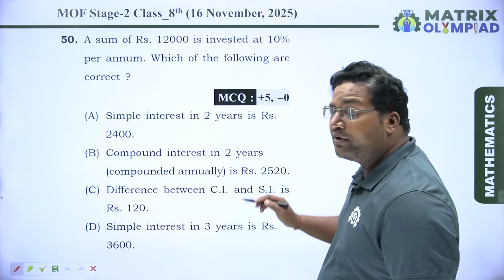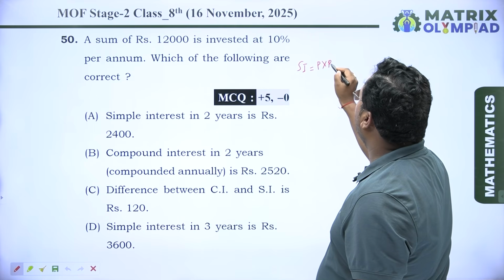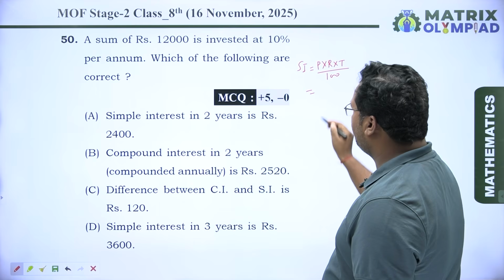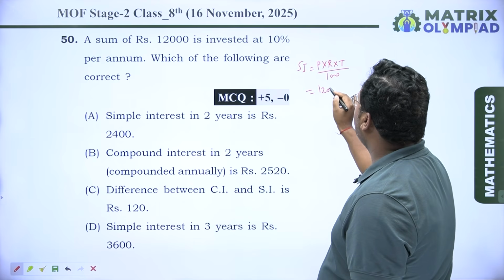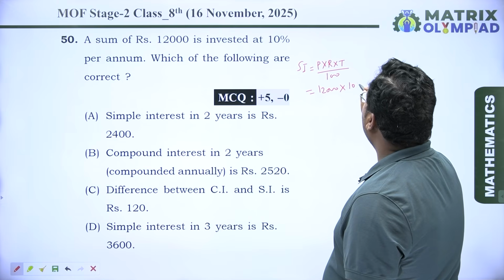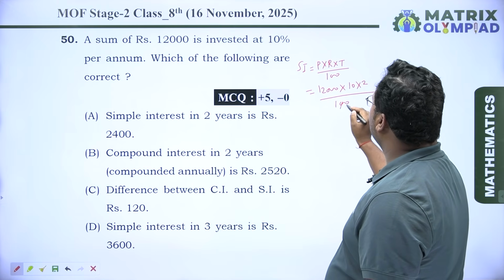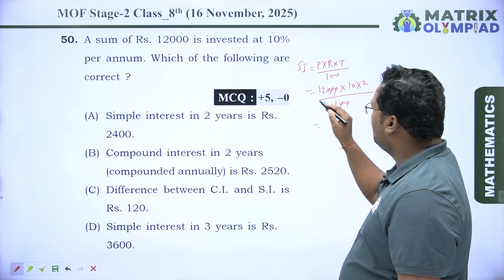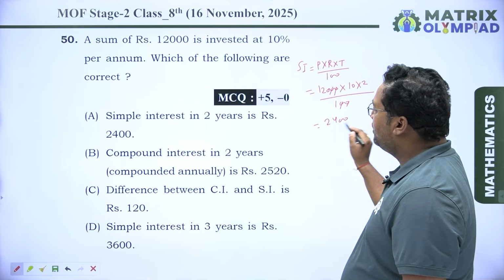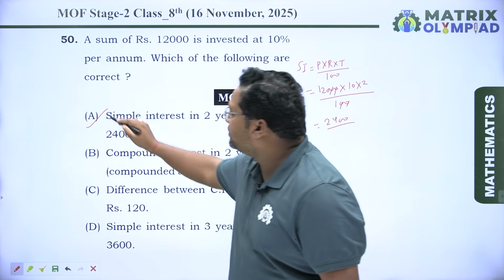So we know the formula of simple interest, SI is equal to principal amount into rate into time upon 100, which is equal to, here you can see the principal amount is 12,000. So it is 12,000, the rate is given 10% and the time is given 2. So 12,000 into 10 into 2 upon 100. So here these two 0s are cancelled out. So when we solve 120 into 10 into 2, we will get 2,400. So it means simple interest in 2 years is rupees 2,400. So it means option A is correct.